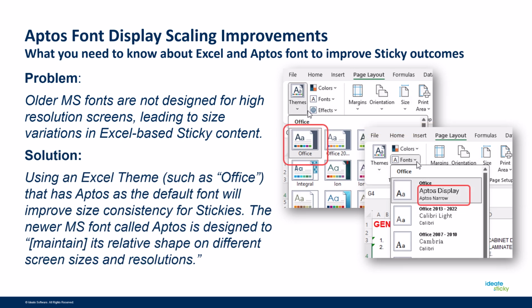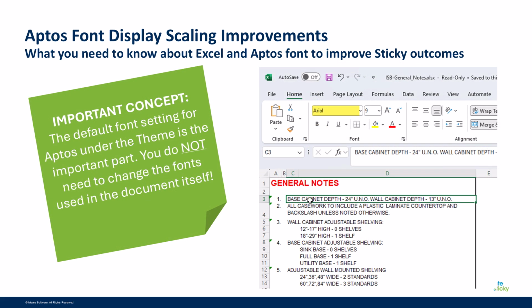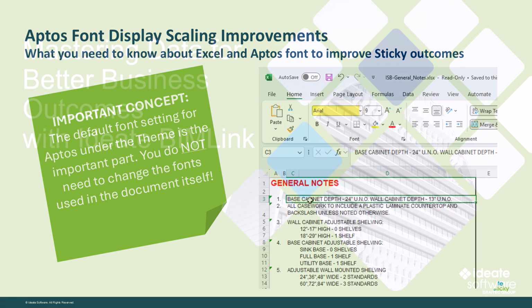To ensure consistent and accurate visual output in Sticky, especially from Excel files, we recommend setting the file's theme to the Office theme. This ensures better compatibility and display across different systems and screen types. Please note that this setting affects the file's theme, not the actual font selection, so there is no need to change your preferred font. We'll also have help documentation available to walk you through this. Understanding this can make a big difference in how your non-BIM data looks in Revit.